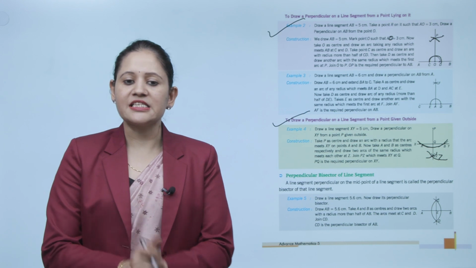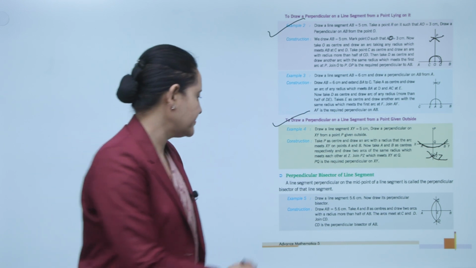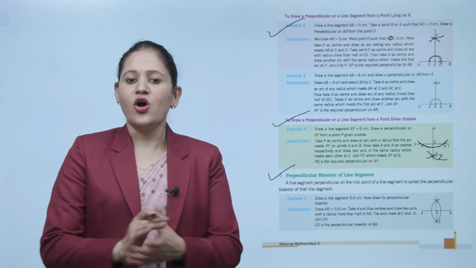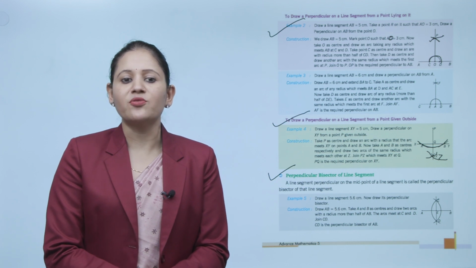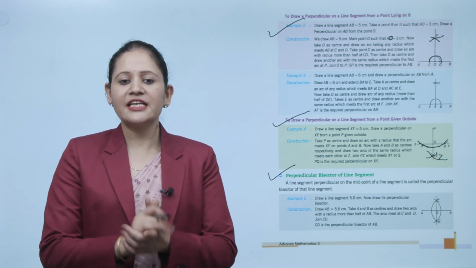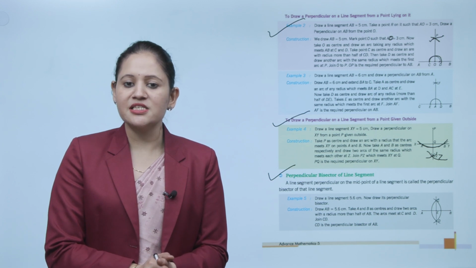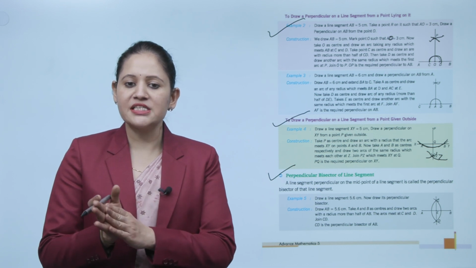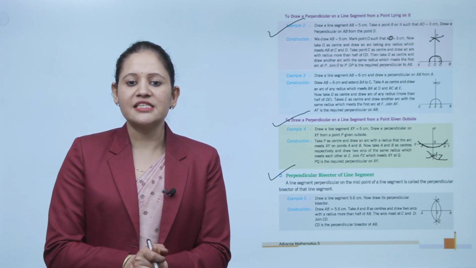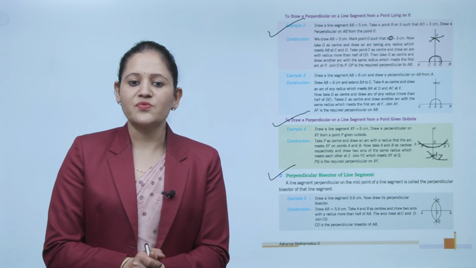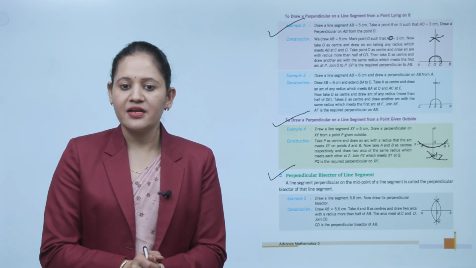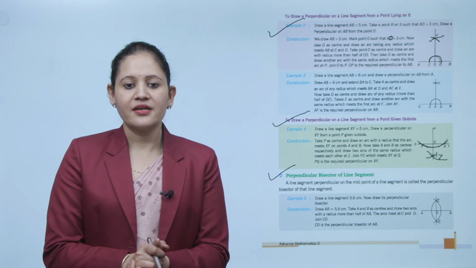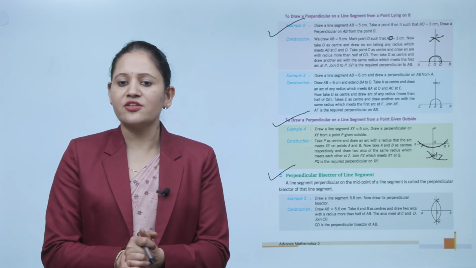Clear? Next is the perpendicular bisector of a line segment. A line segment perpendicular on the midpoint of a line segment is called the perpendicular bisector of that line segment. We'll take an example. Draw a line segment 5.6 cm. Now draw its perpendicular bisector. For that, draw AB 5.6 cm. Take A and B as centers and draw two arcs with a radius more than half of AB. The arcs meet at C and D. Join C and D. CD is the perpendicular bisector of AB.